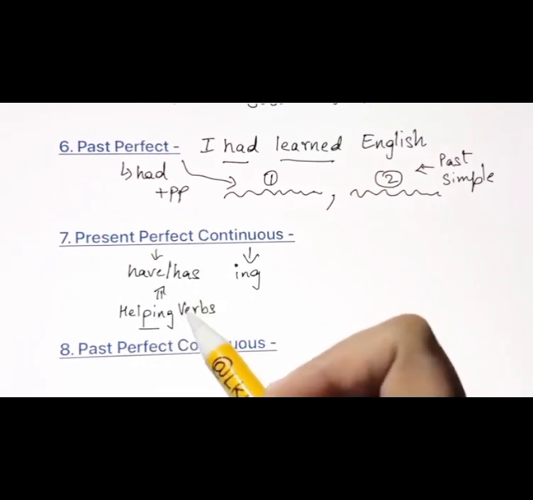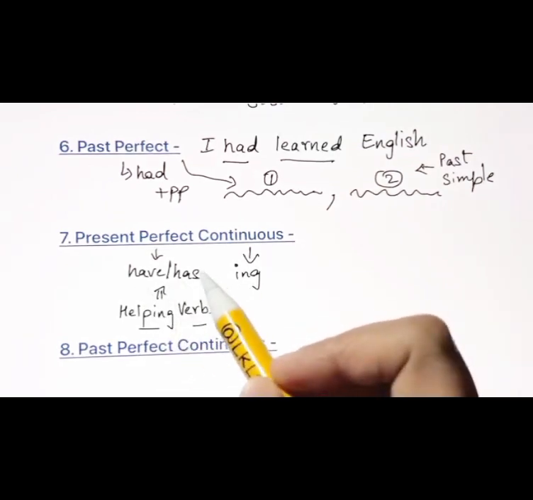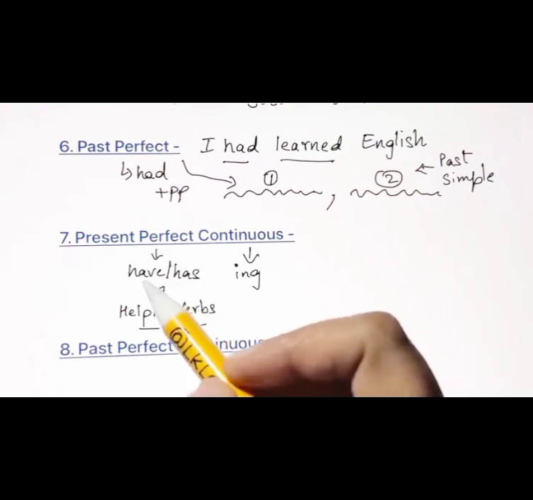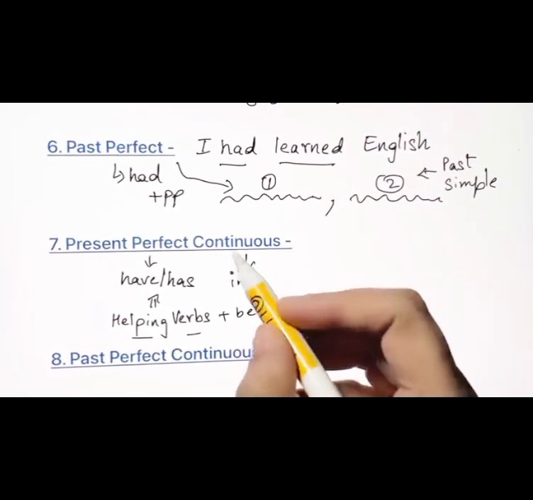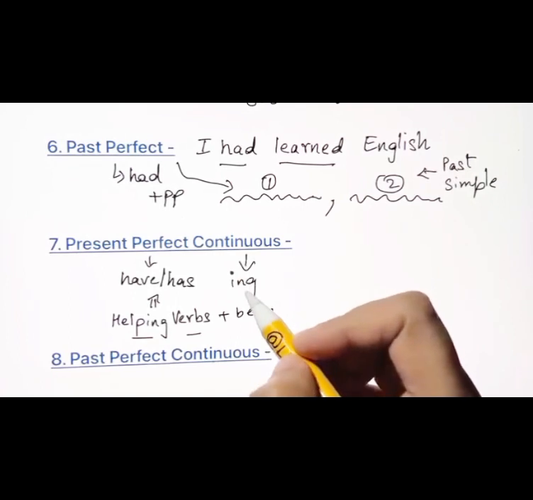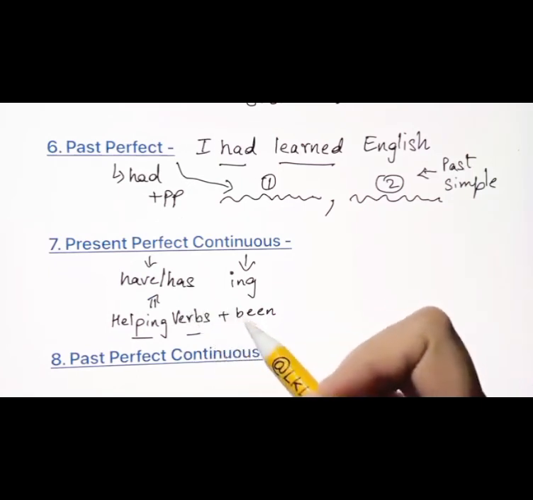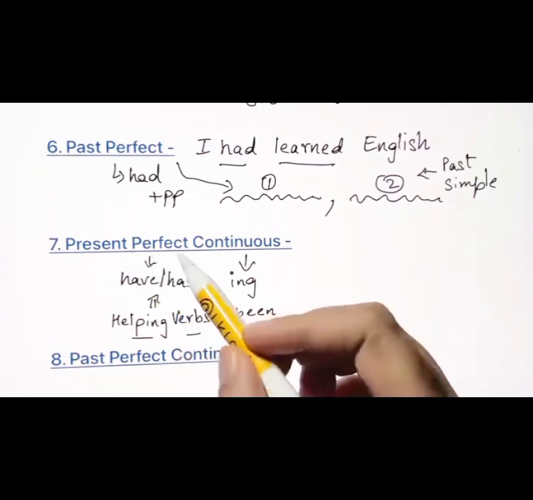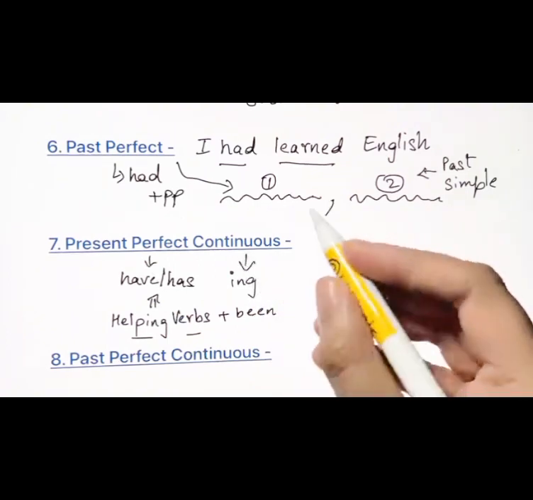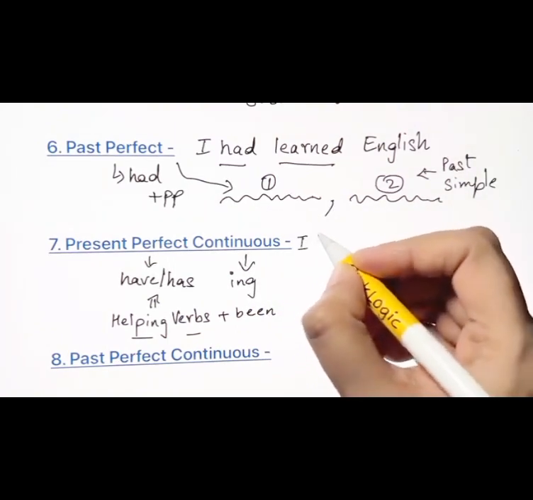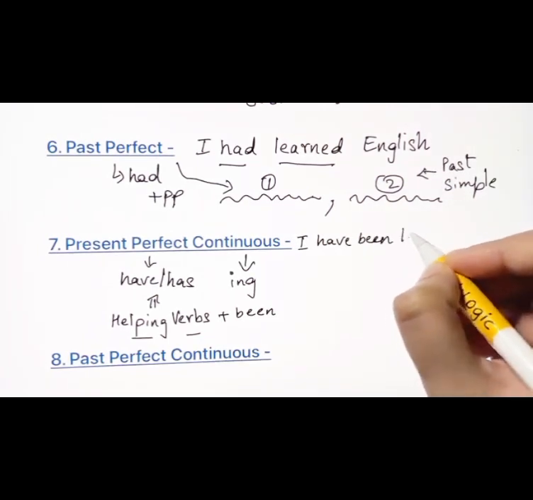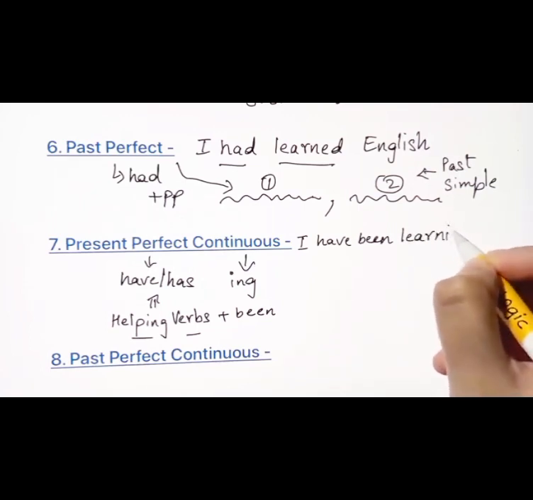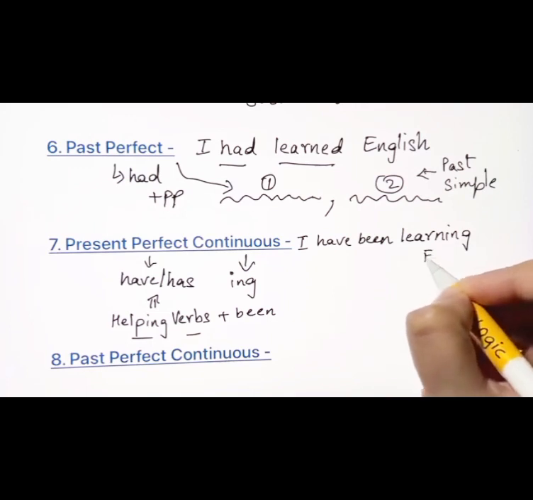But there will be two helping verbs here, not one. The first one is have or has, and the second one is been. And learn plus ing, that is learning, is the main verb in present participle form. So it has to be have been or has been when it is perfect continuous tense. So what's the sentence? I have been learning English.